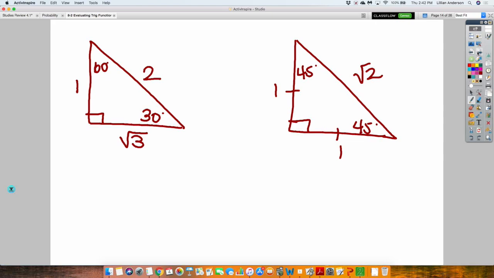And trust me, when you're evaluating the trig functions, it's going to be one of these 2 triangles. Okay? Just make sure you label your sides correctly depending on where the angle is.